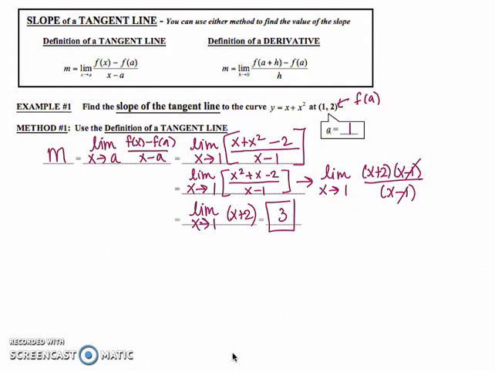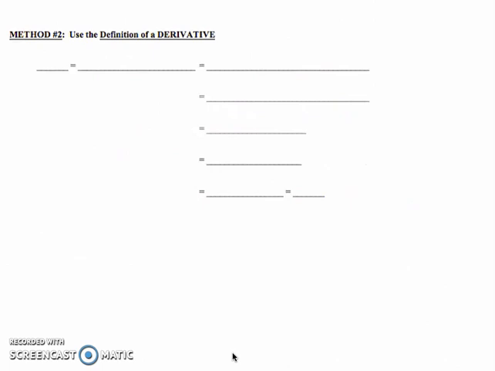So there we go. Now we're going to look at the same example, but this time we're going to look at it using the definition of a derivative. And I will admit before we even begin that this way is definitely going to seem more complicated. Okay, so we're going to begin with the fact that our definition here is m equals the limit as h approaches 0 of f of a plus h minus f of a all over h.